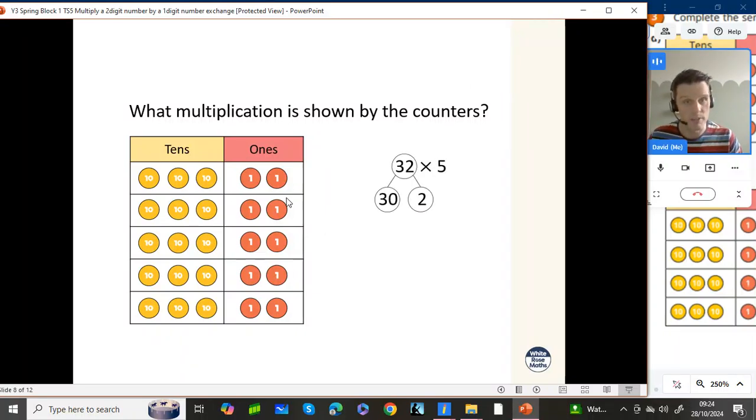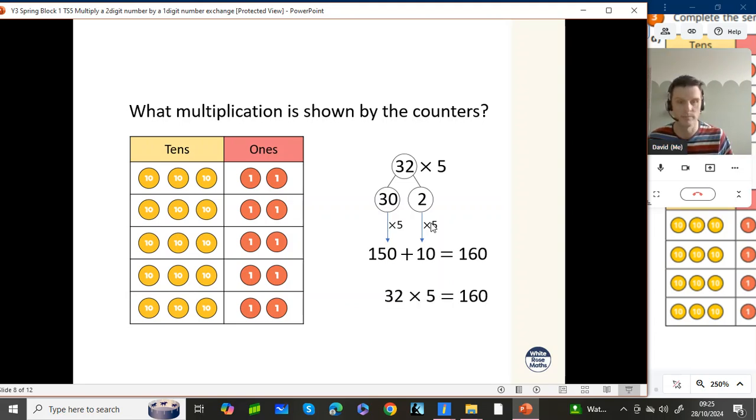And here we're going to try solving it now. We're going to partition the 32 into tens and ones. So we've got 30 and 2, and we're going to multiply both parts by 5. So 30 times 5 is 150, and 2 times 5 is 10. We then add the two together to make 160. So 32 times 5 is 160.